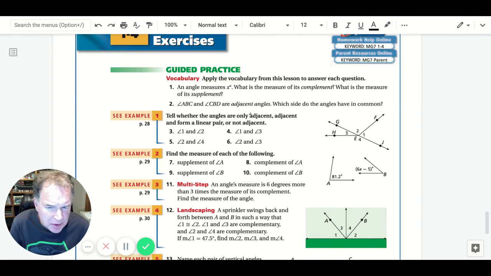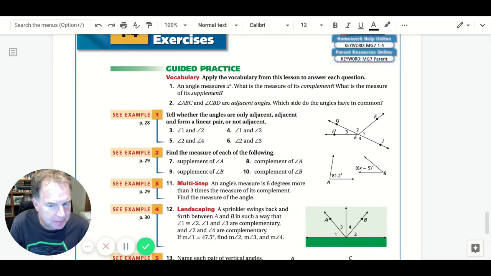And which ones are adjacent angles? I mean, they are adjacent angles. Which side do they have in common? Well, it was BA, BC, BC, BD. Which side do they have in common?